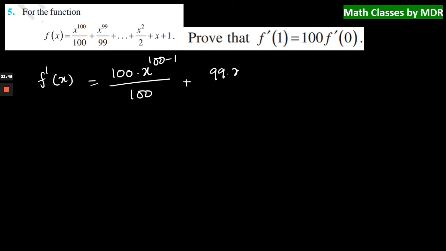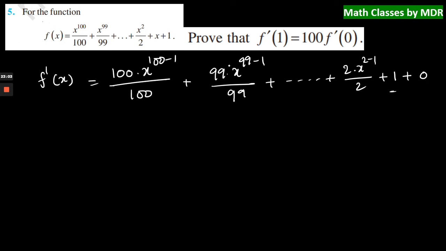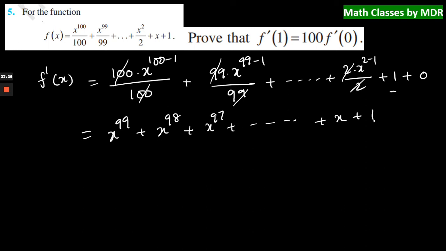So 99 into x to the power 99 minus 1 by 99, plus and so on up to x square, that is 2 into x to the power 2 minus 1 by 2, plus x is just 1, plus 1 is 0. When you differentiate x, you will get 1. When you differentiate the 1, you will get 0, because when you differentiate a constant, that is 0. So this gets cancelled, this gets cancelled. So what are we left with? We are left with x to the power 99 plus x to the power 98 plus x to the power 97 and so on. We'll go up to x plus 1.